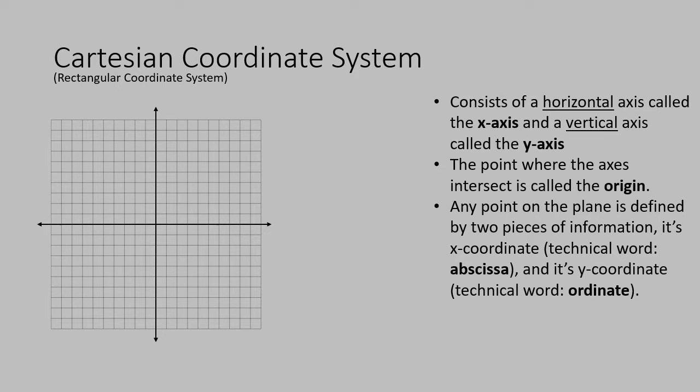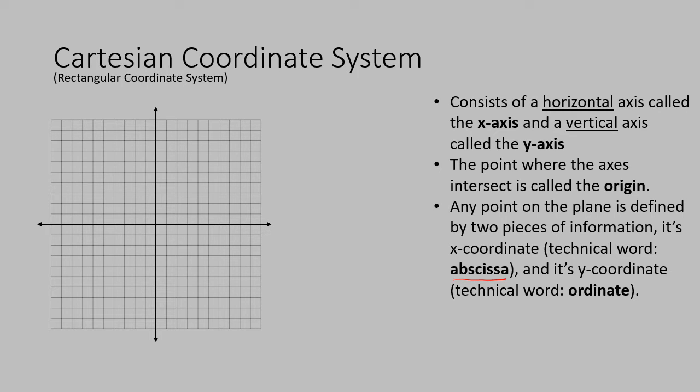The coordinate plane that we graph points on, that we're used to doing that on, is called the Cartesian coordinate system. Another word for it is rectangular, and we call it rectangular because each point that we put on it has essentially a length and a width dimension, like a rectangle would. It has a horizontal piece of information and a vertical piece of information. The horizontal piece of information is called the x-coordinate, and the technical term for that is actually the abscissa.